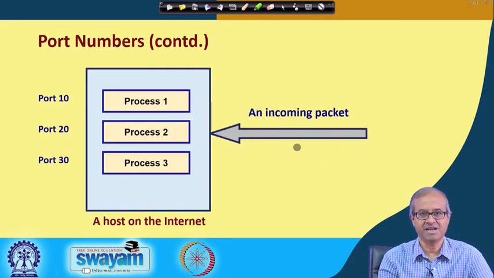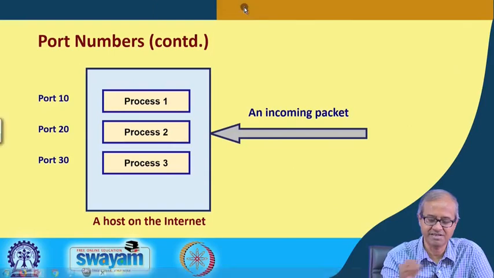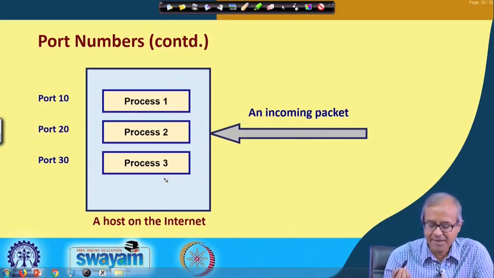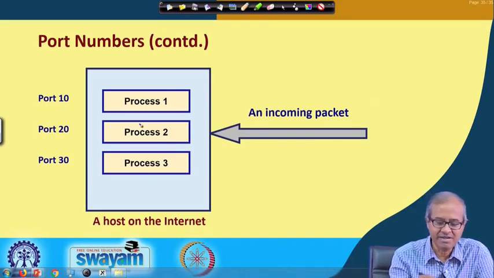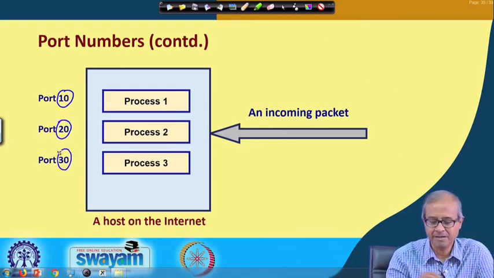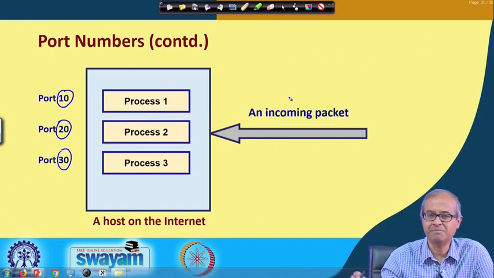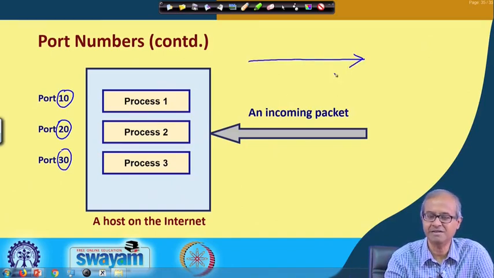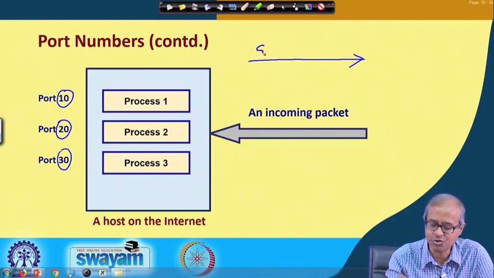So, this diagram illustrates the same thing. Suppose on a particular computer there are 3 running processes, and when they are communicating over the internet, over the network, they will be assigned some port numbers. Let us say port number 10, 20 and 30. So, when process 1 is sending out some data packet, it will specify the source port number is 10.